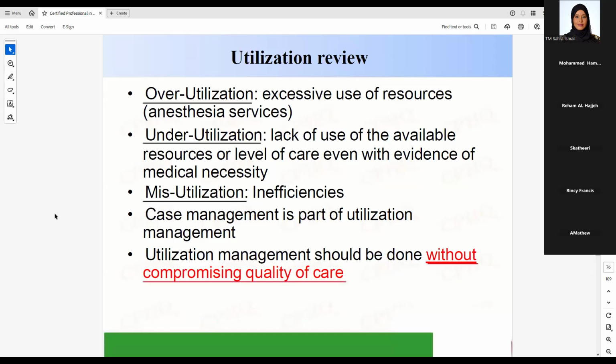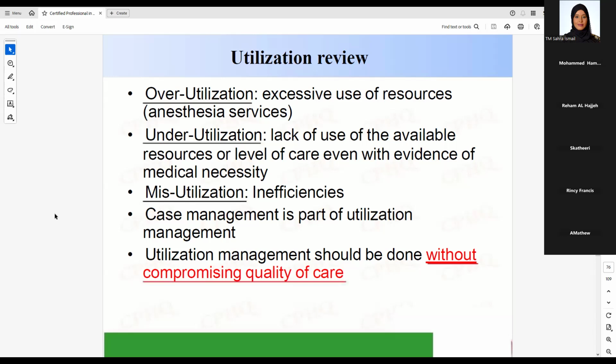Now, we're talking about the concept of something called the utilization review. And this starts by defining three terminologies. One is overutilization, which is excessive use of resources, underutilization is the lack of use of the available resources, and misutilization is the inefficiency of sometimes overutilizing or underutilizing resources. And then here they're saying that case management is part of the utilization management exercise, and utilization management should be done without compromising the quality of care.